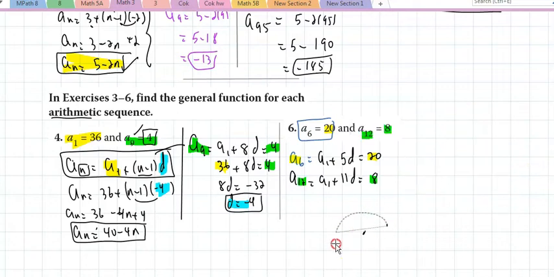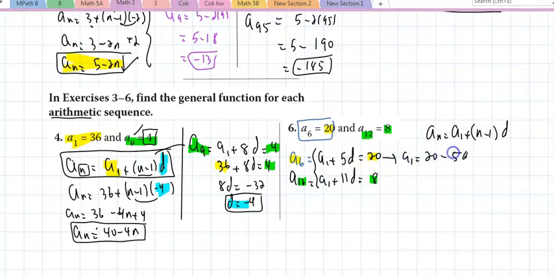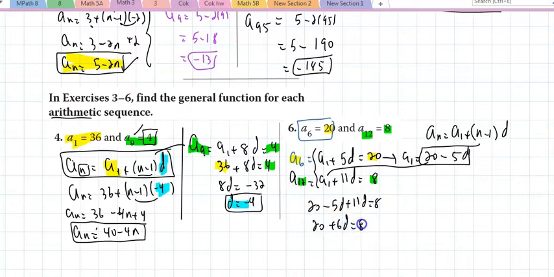What am I looking for? I'm looking for the very first term and the common difference. I plug those in and I'm done. So, if I look at this system of equations, if I solve the top equation for a1, isn't that 20 minus 5d? Now I'm going to take this and substitute that right there. That would be 20 minus 5d plus 11d equal 8. That would be 20 plus 6d equal 8.